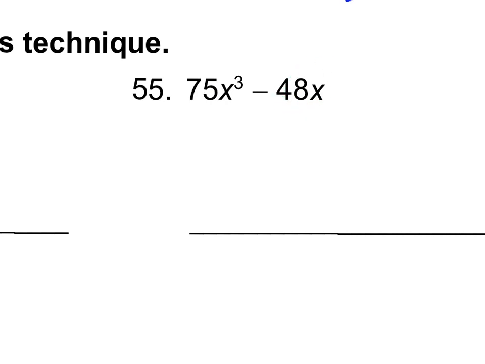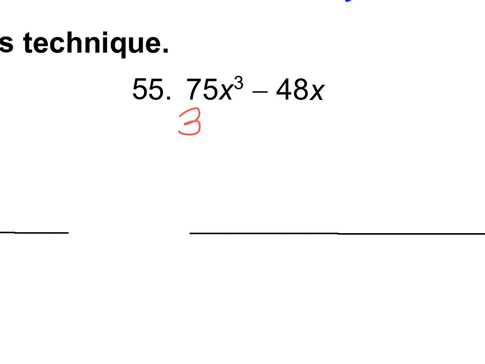Number 55 doesn't look like a perfect square because 75 is not perfect, and neither is 48. But they have a GCF, and so you're going to need to factor out the GCF. They both have a GCF of 3, which means that we are going to need to divide each one by 3.